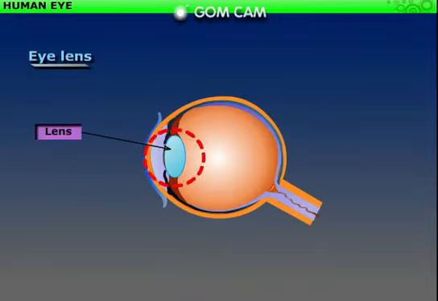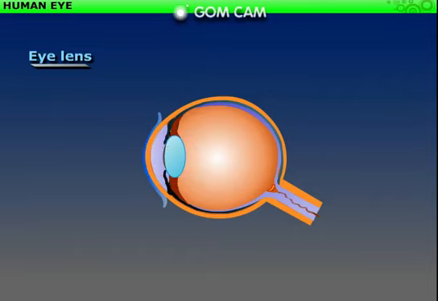Eye lens. The eye lens, or the convex lens, is made up of a transparent, soft and flexible jelly-like material. This jelly-like material is made up of proteins.